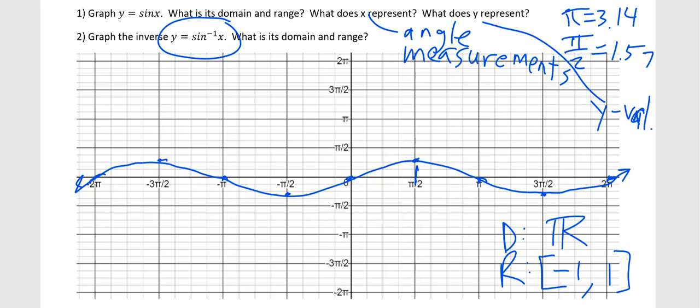Now, if I asked you to graph the inverse, we all know that in order to find an inverse, you do what with x and y? You switch them, right? So what happens to 0, 0?